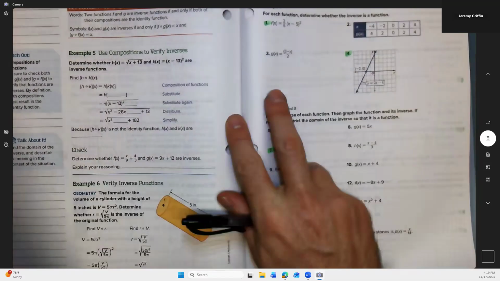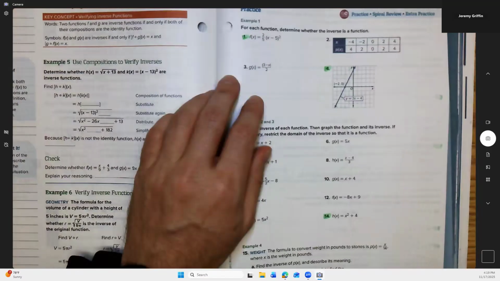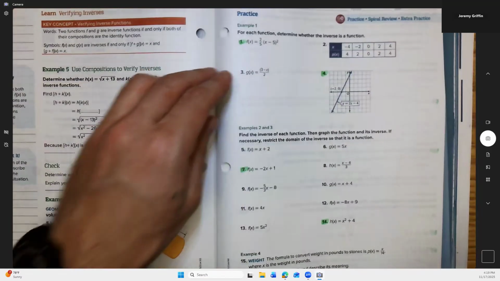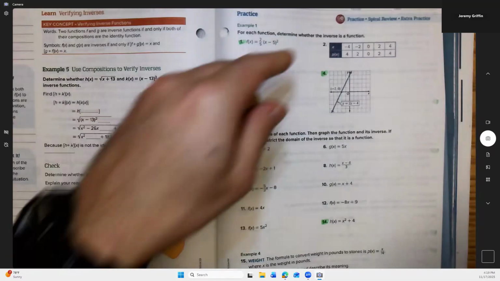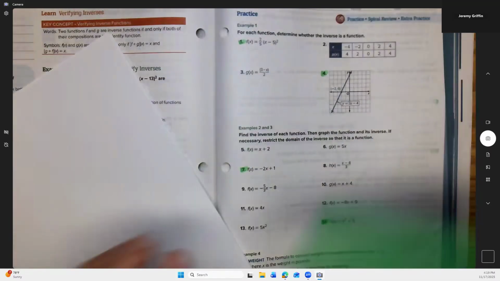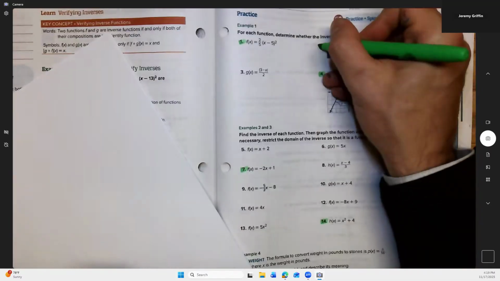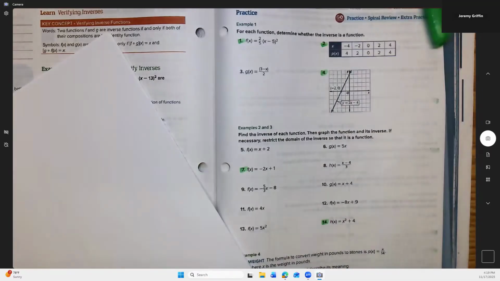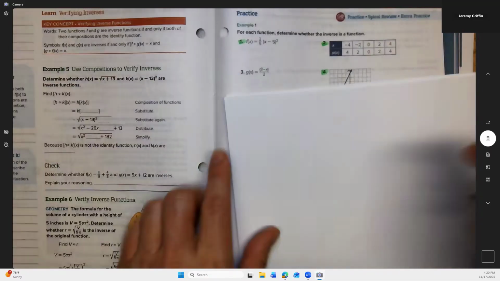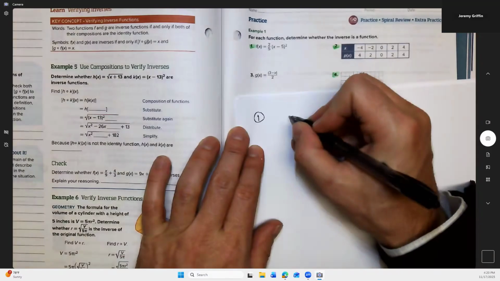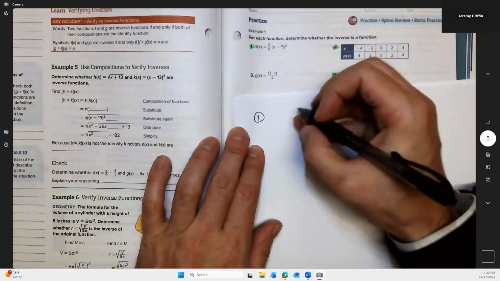Jump into these. For each function, determine whether the inverse is a function. I've got this algebraic expression, I've got a table, let's throw in this table, we'll do that too, and a graph. So the main three types there. Number one, whether the inverse is a function.